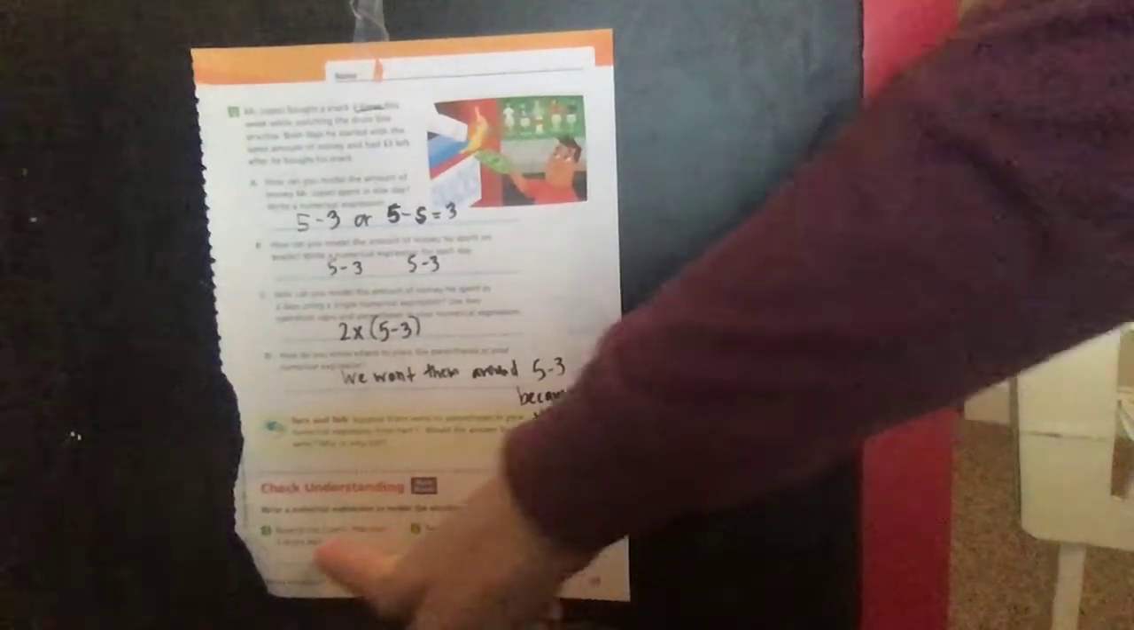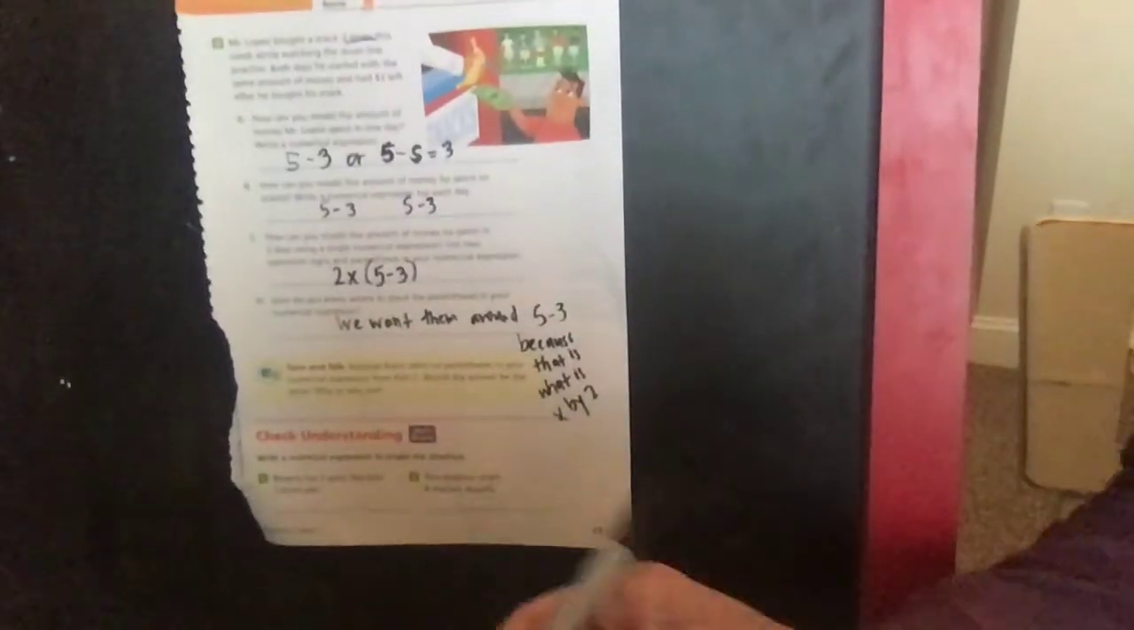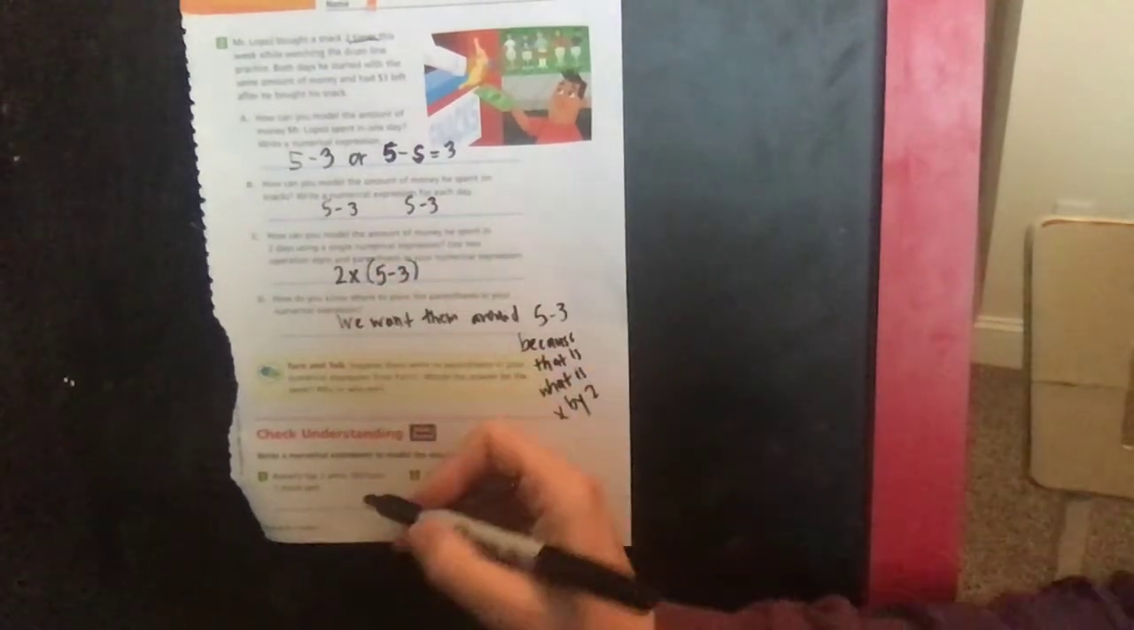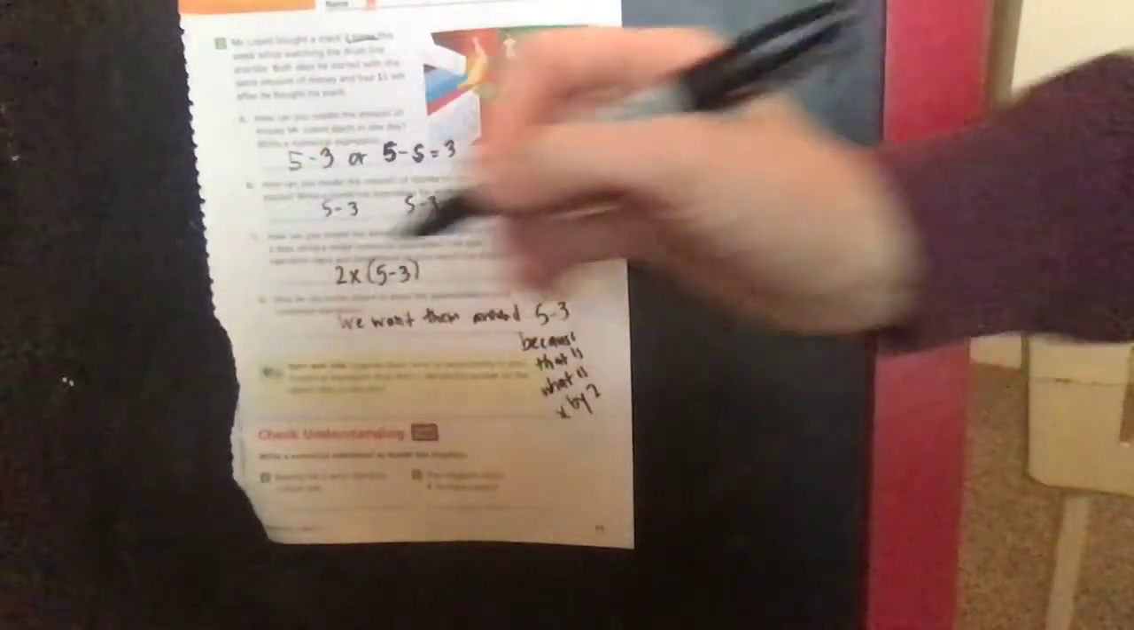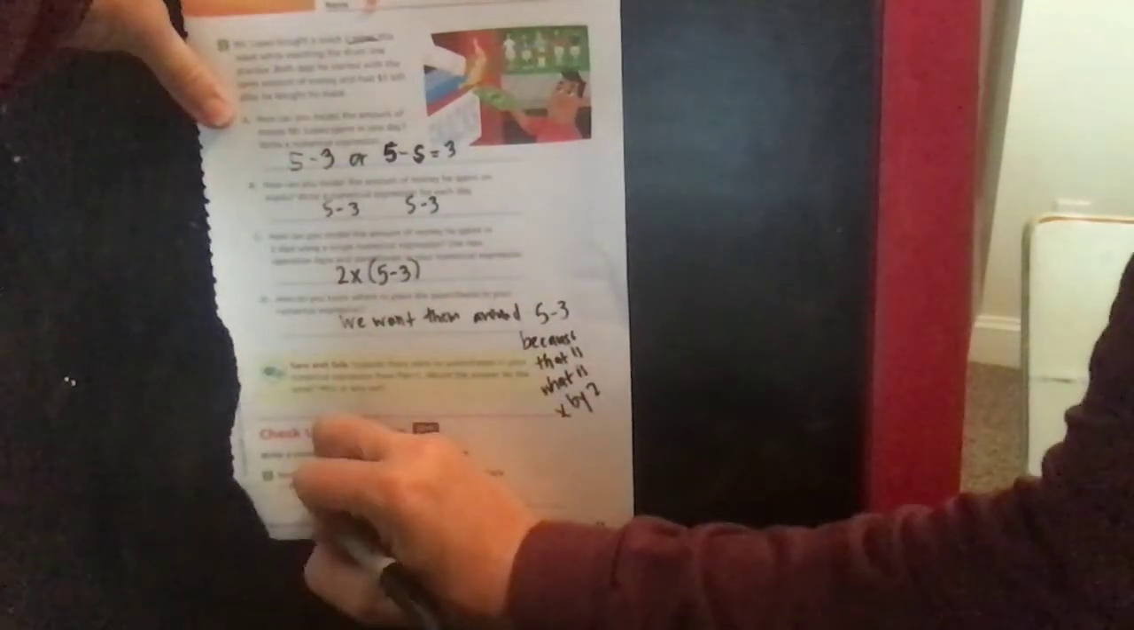So down here at the bottom, these are very similar to the kind of questions we see on the EOG when it comes to this type of thing. Beverly has 2 pens. She buys 1 more. Name an expression. All you're going to do for that is just, like I'm sure you're thinking, 2 plus 1. Okay?